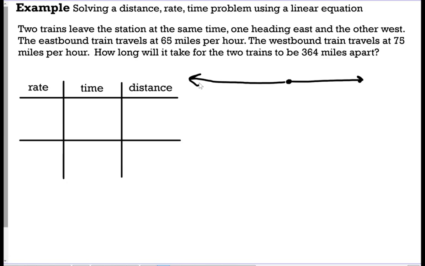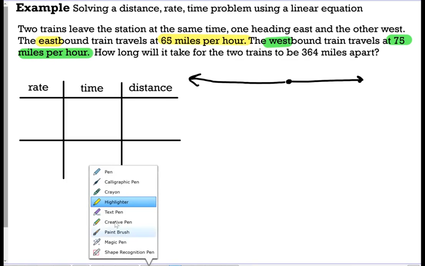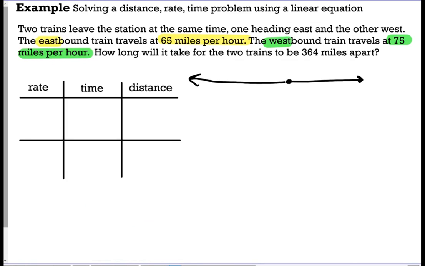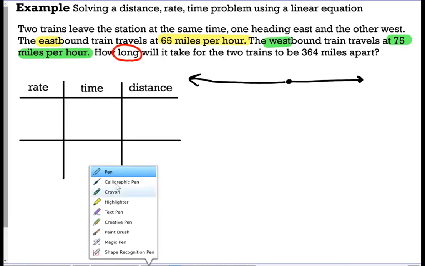It says the eastbound train travels at 65 miles per hour. The west train travels at 75 miles per hour. And the question wants to know, how long will it take the trains to be 364 miles apart?